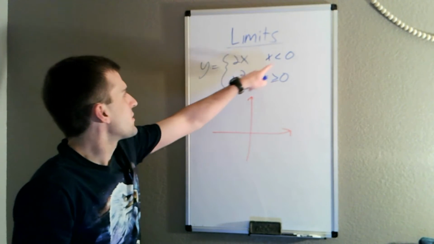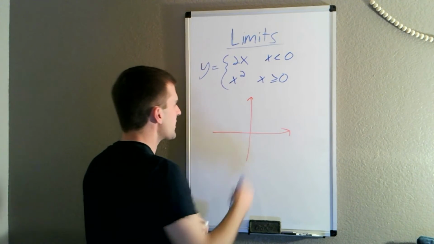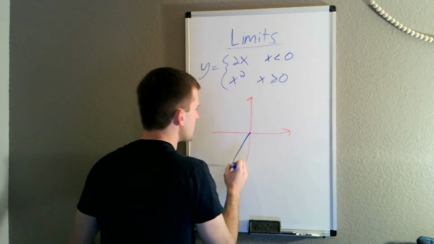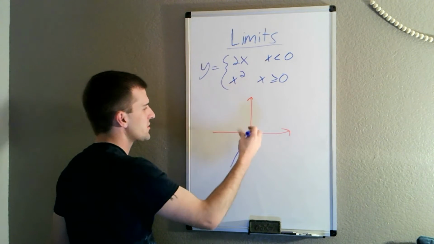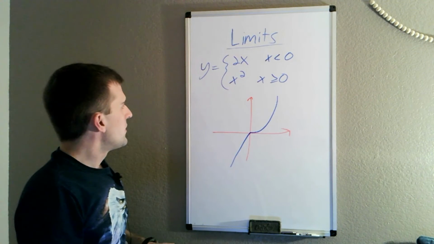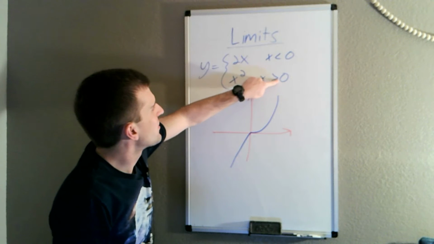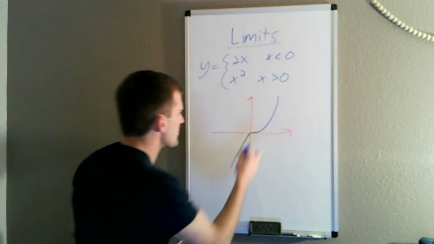So when x is less than 0, on this side, the function is going to be 2x, so steep slope, and then when x is greater than or equal to 0, we have x squared. And let's say, actually, let's say not equal to 0. Let's put a hole here. So right at the origin, there's a hole.